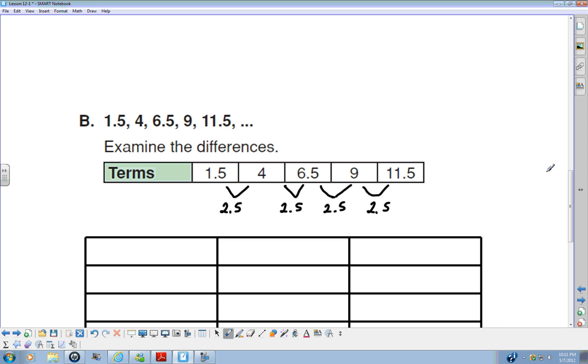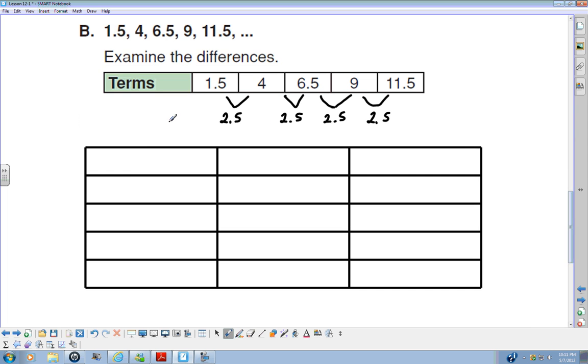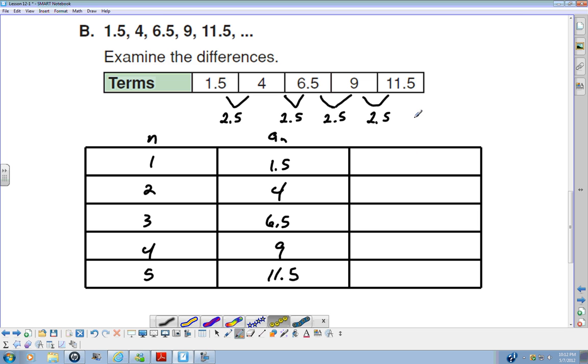Okay. So once again, we're going to list our term number. So we've got n here, which is 1, 2, 3, 4, and 5. And here we have our a sub n. So 1.5, 4, 6.5, 9, and 11.5. And so we want to look at what we have to do to be able to get there. So since our constant difference here is 2.5, then we have to look at adding.